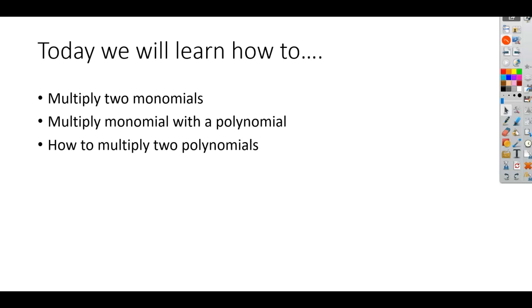All right, guys, so you don't need to write this slide, but I just want to give you an overview of what we're going to talk about today. We're going to talk about how to multiply basically polynomials. So we're going to start off by talking about monomials. Then we're going to talk about multiplying polynomials, okay?